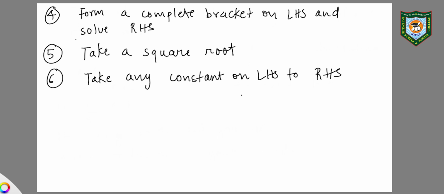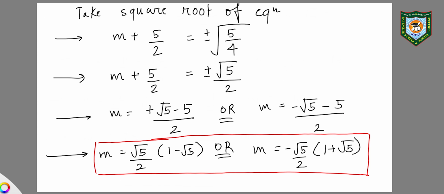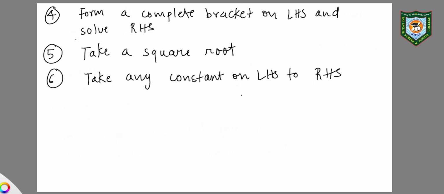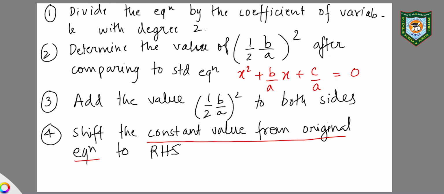This step means that we take this particular value plus 5 by 2 to the right hand side in order to get my solution. So these are the 6 steps that are necessary. Make sure you read them once, twice before solving questions from the completing the square method. Once you do this, as you keep on practicing, the completing the square method will be much easier for you to use for any quadratic equation that you see.